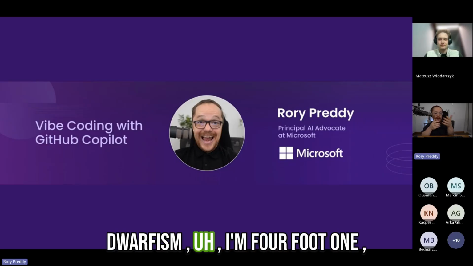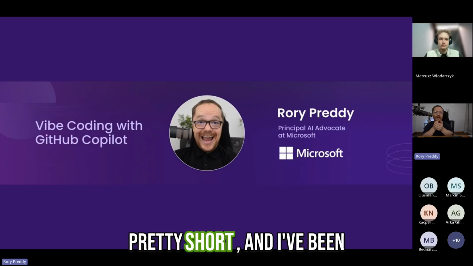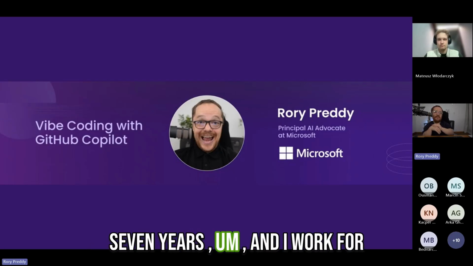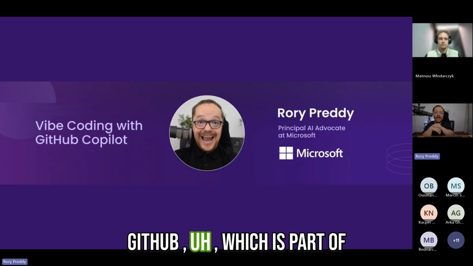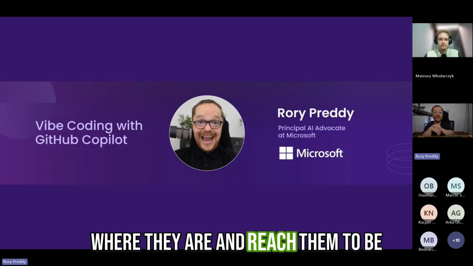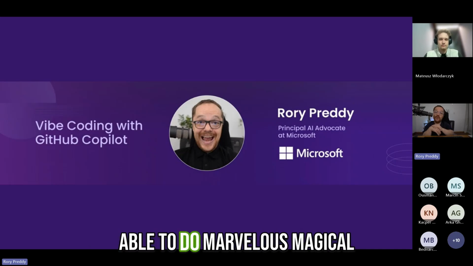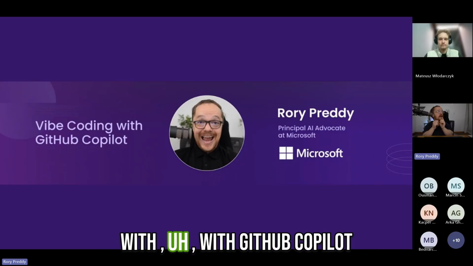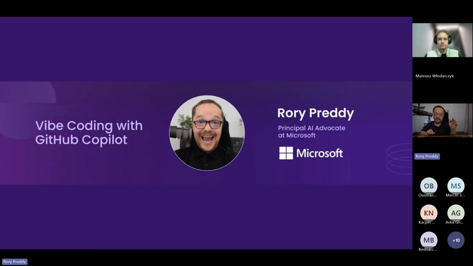And I have dwarfism. I'm 4'1", pretty short. And I've been vibe coding now, I think, for 27 years. And I work for GitHub, which is part of Microsoft. And I help developers where they are and reach them to be able to do marvelous, magical things. And today we're going to talk about vibe coding the correct way with GitHub Copilot.